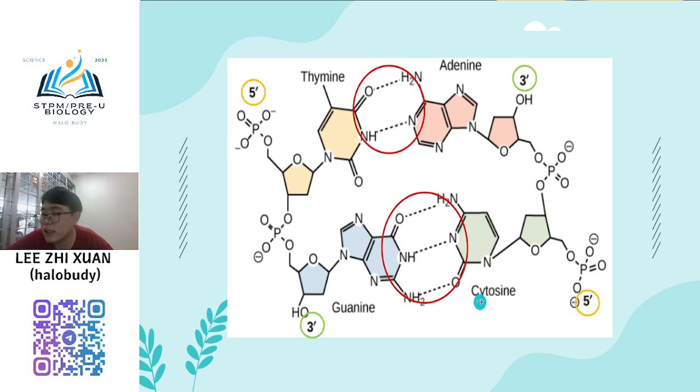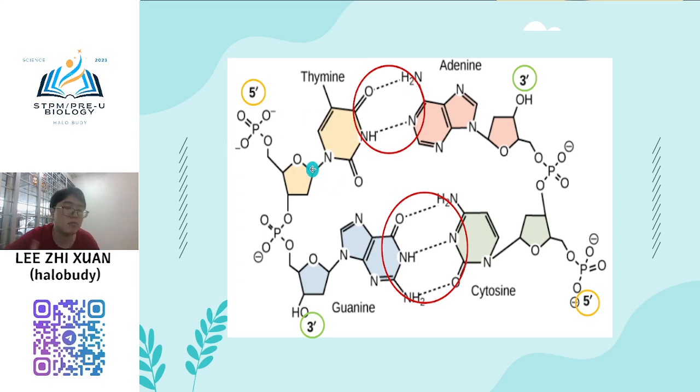So one of the key characteristics to differentiate DNA and RNA is to determine the nitrogenous base. The most important is thymine. If the strand contains thymine, then this strand is DNA. If it contains uracil rather than thymine, it means this is RNA.